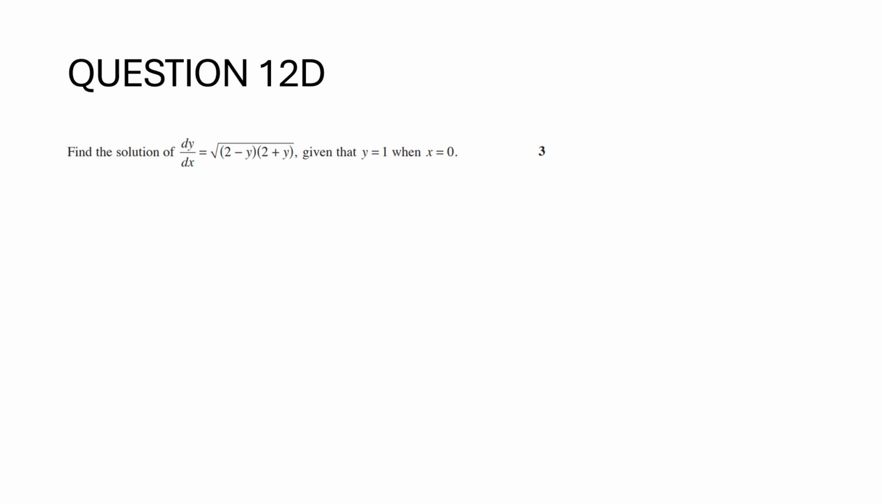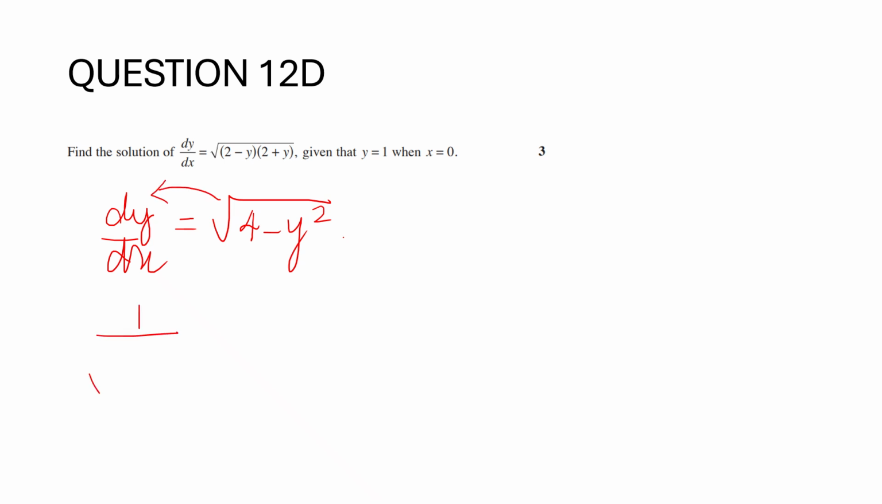12d, find the solution of dy/dx is equal to the square root of (2 minus y)(2 plus y), given that y equals 1 when x is equal to 0. Alright, we're going to separate the variables here. We've got dy/dx is equal to the square root of 4 take away y squared. I want this to go over that side, so I want 1 over the square root of 4 take y squared dy to be equal to the integral of 1 dx.